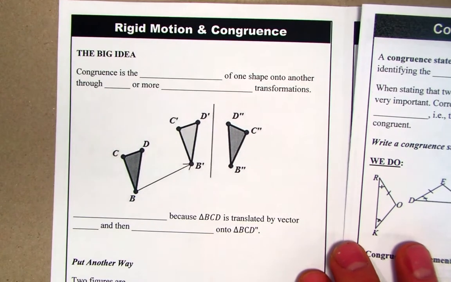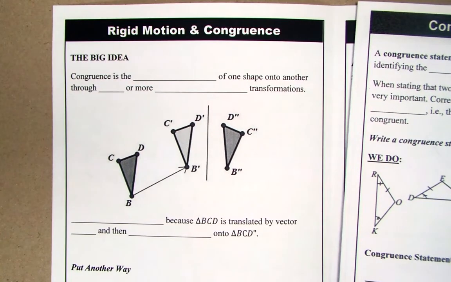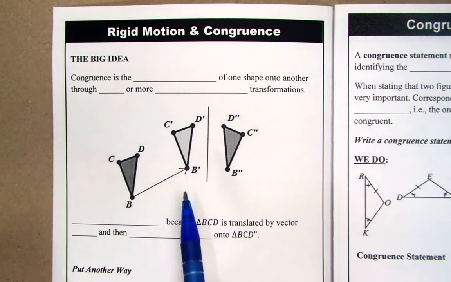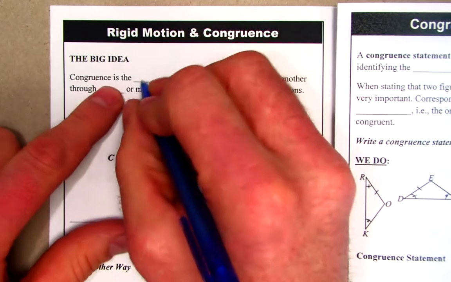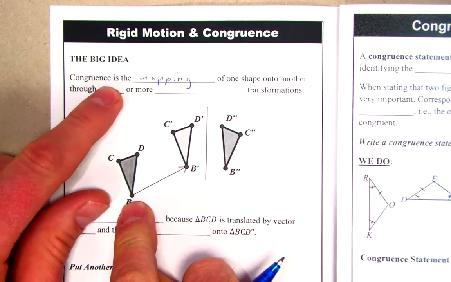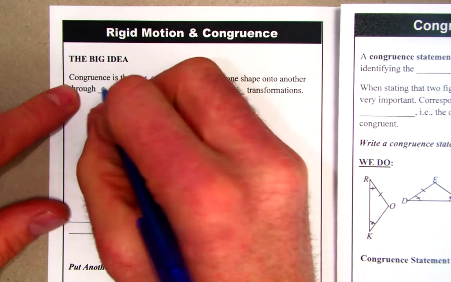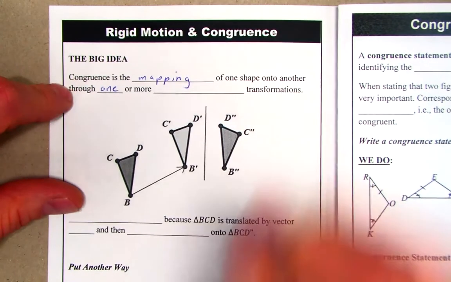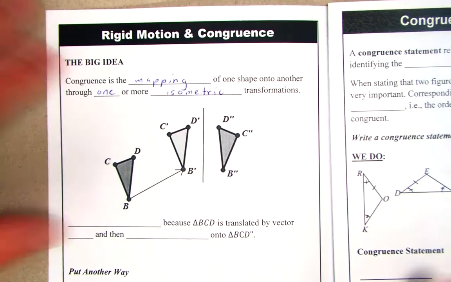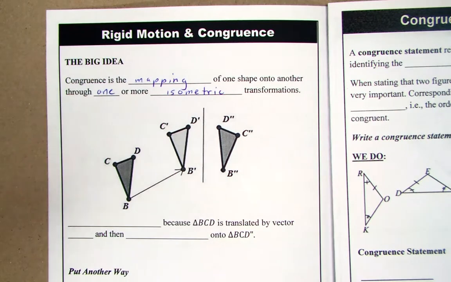And so we're going to define congruence, and there's a real common phrase used with congruence, and often we say that two figures are congruent if they're the same shape and size. And that's true, but it's not necessarily a definition of what congruence is. We're going to use the idea of transformations or rigid motions to define congruence. And we're going to say that congruence is the mapping, remember that means moving of one shape, onto another through one or more isometric transformations. Remember, isometric transformations are those that are rigid motions.